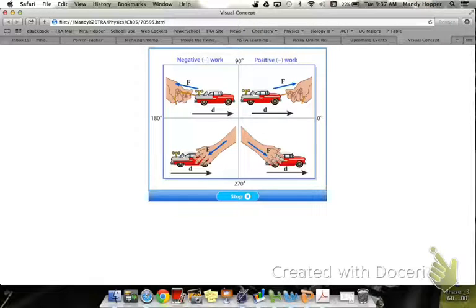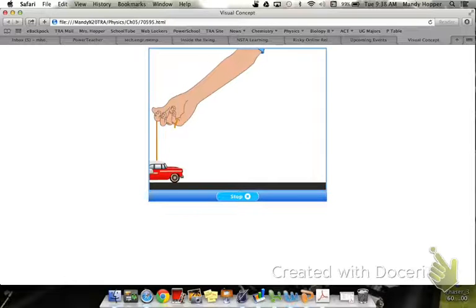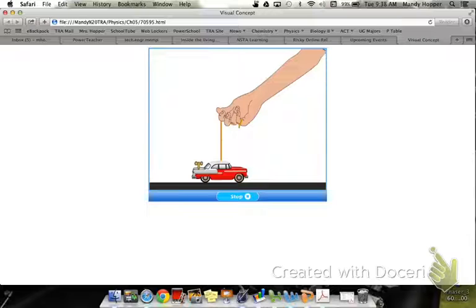Alternatively, you can visualize the angle between the displacement and the applied force. When the cosine of this angle is positive, the work done on the object is positive. When the cosine is negative, the work done on the object is negative. One last thing to remember is that when the force and the displacement are at right angles, no work is done.